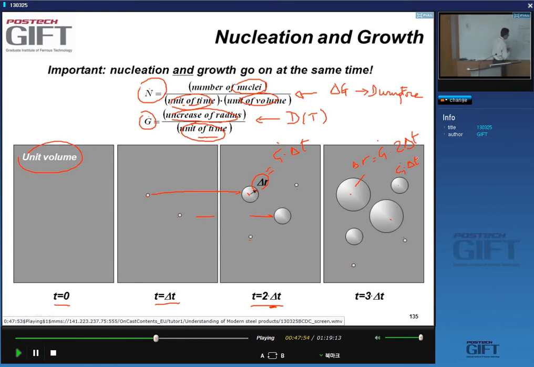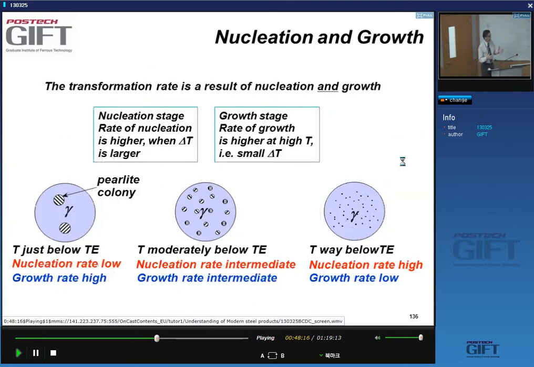And that's why the transformation rate doesn't go like this. And here, in this case, you start to have impingement from that point onwards, okay?